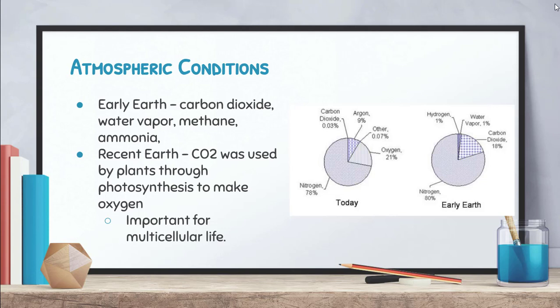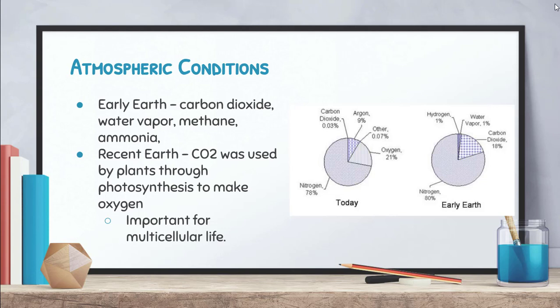Well, in the early Earth, there was a lot more carbon dioxide than there is now, as well as water vapor, some methane, and ammonia. Now, why is that carbon dioxide important? Well, if you think about early Earth, there were a lot more plants. Plants actually developed prior to mammals and all of the types of organisms that you know today.